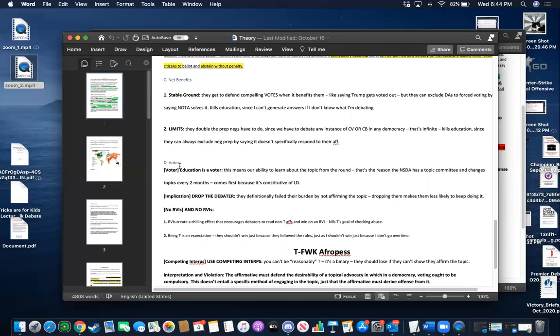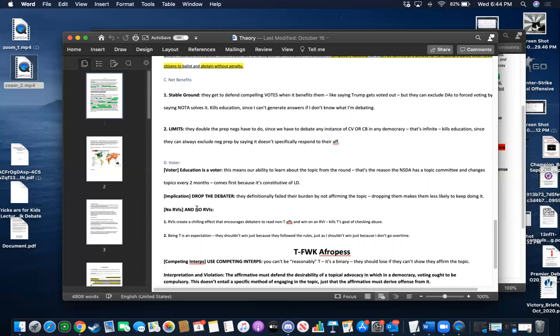Voter education is a voter. That means our ability to learn about the topic from the round is impeded. That's why the NSDA has a topic committee and changes topics every 2 months. It comes first because it's constitutive of LD. And implication, drop the debater. They definitionally failed their burden by not affirming the topic. Dropping them makes them less likely to keep doing it.